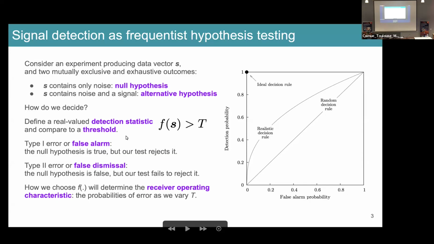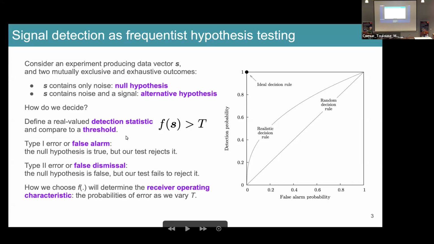The other hypothesis is called the alternative hypothesis, or the signal hypothesis, if you want. And is that the data contain noise, which is always present in any kind of physical measurement, and a signal on top of the noise. So the task of detecting a signal means making a decision between these two hypotheses. And to do this, we define a function of the data, which is called the detection statistic, and we compare it to a threshold. And this function is, for example, a real valued function of the data. So it's a function that takes us from an n-dimensional data vector to the real axis. And then we choose a value and we compare it.